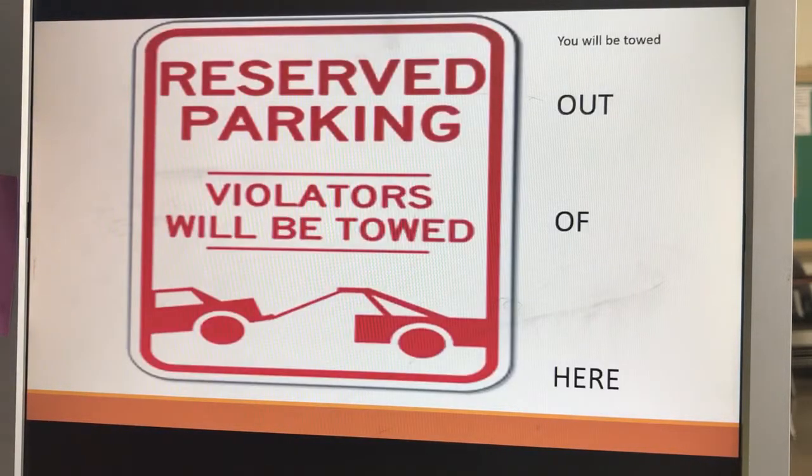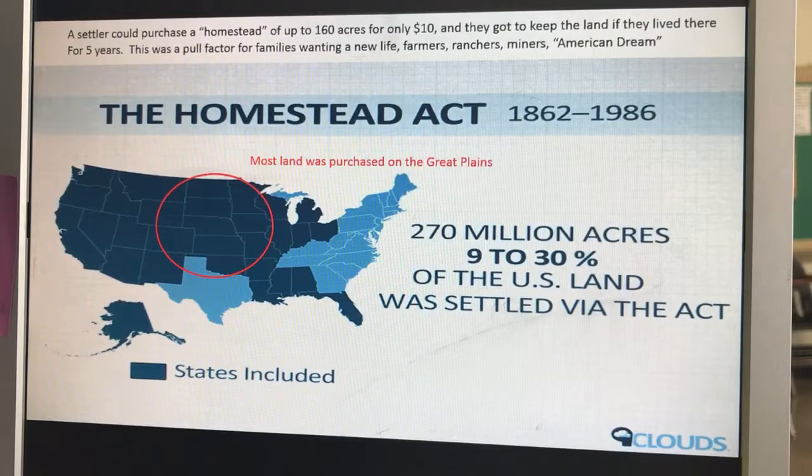So here we go. Let's first talk about the Homestead Act. Homestead Act, huge law that the government made in 1862. A settler could borrow or purchase a homestead up to 160 acres of land for only $10, and they got to keep the land if they lived there for 5 years. This is a pull factor. A lot of people from other countries came to America for this cheap land.